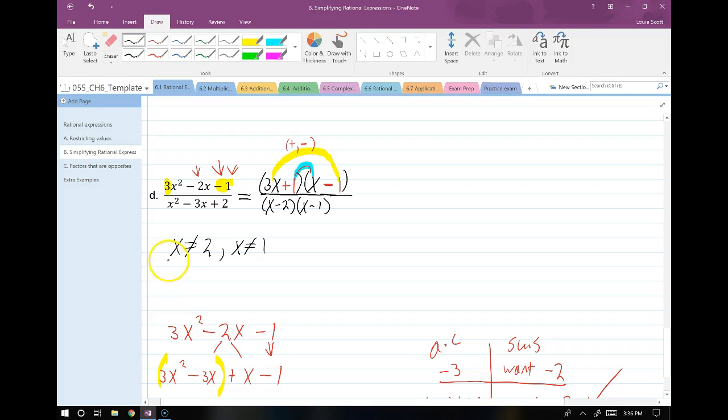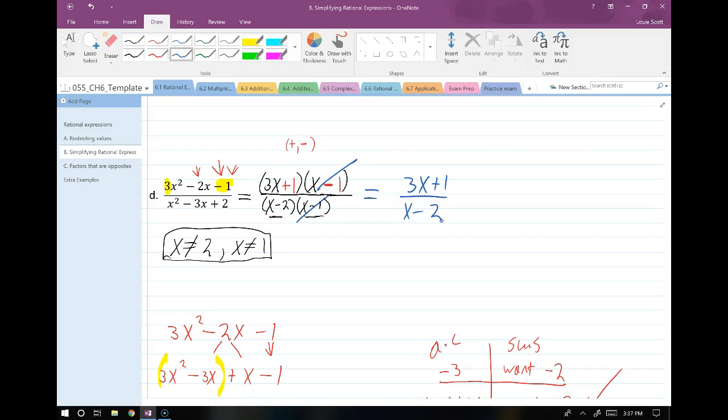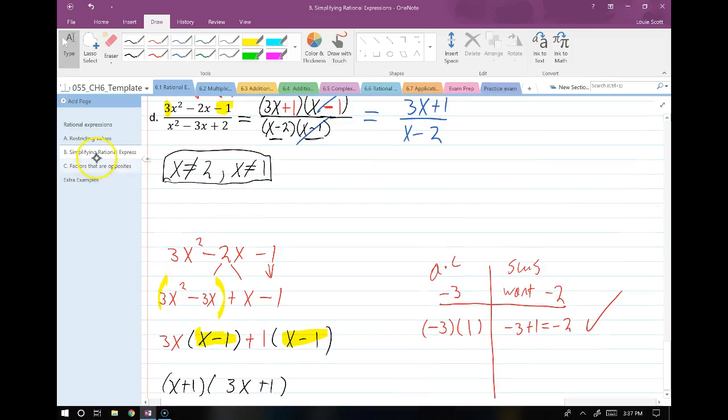So I went ahead and restricted some values, right? X cannot equal 2 because of this first factor, and x cannot equal +1 because of this second factor. So now, let me just erase some of this junk. I just need to cancel any like factors, which x minus 1 is my only like factor here. And then I just write out what's left. 3x plus 1 over x minus 2. And I'm done. Any questions about that one? Not too bad. Okay. All right.